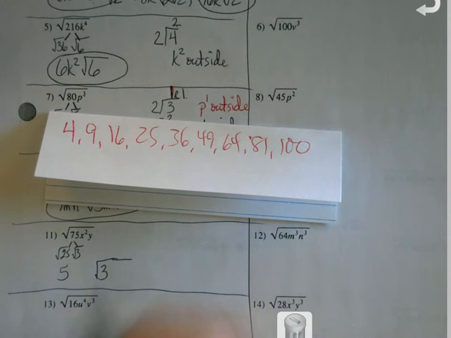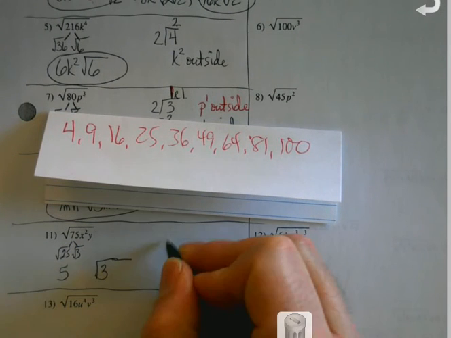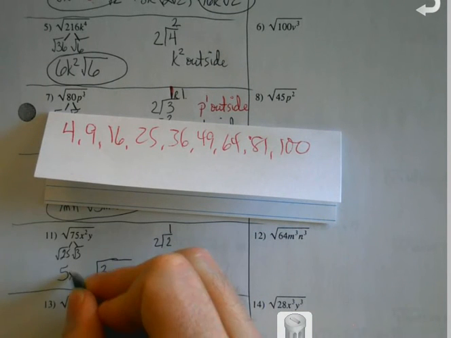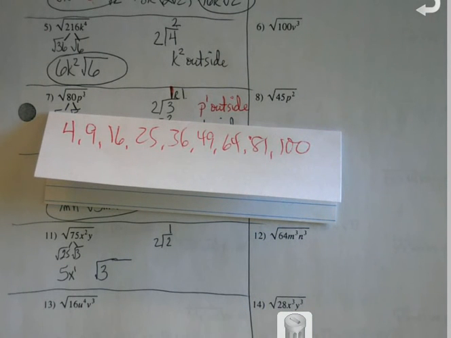Three stays under. And again, with my x, I have a 2. I divide it by 2. It goes in once, but I don't have any left over. So I only have an x to the first on the outside.